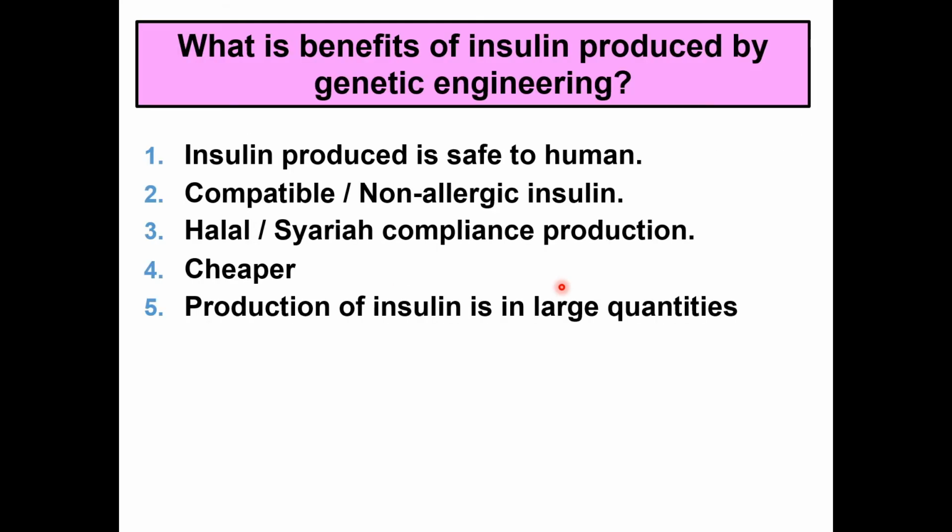So what are the benefits of insulin produced by genetic engineering or recombinant DNA technology? First benefit is insulin produced is safe since the source of insulin comes from human. Since that, the insulin is also compatible and non-allergic to human. Third, it follows the Sharia compliance production. Number 4, of course it is cheaper. And number 5, the insulin can be produced in bulk or large quantities.